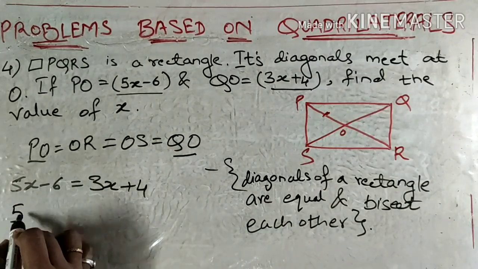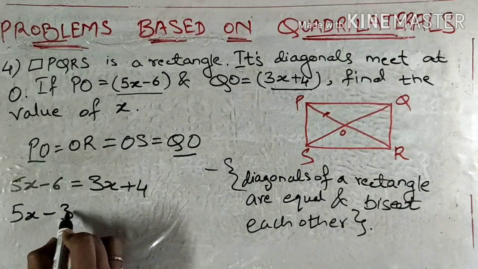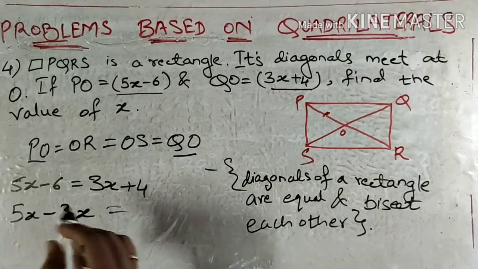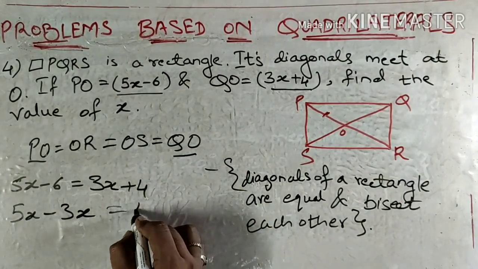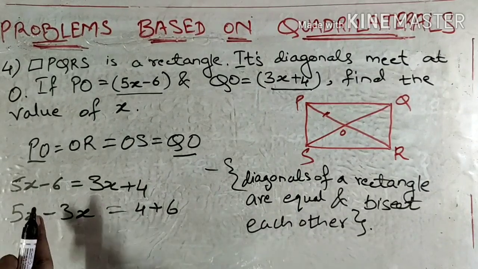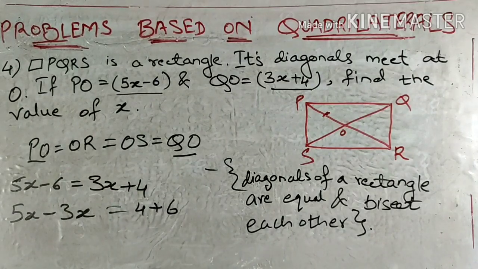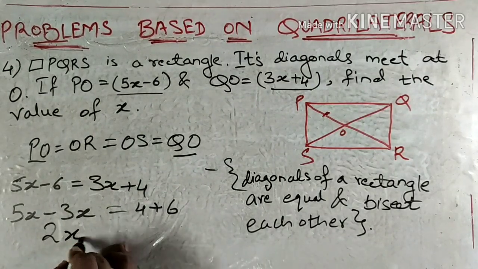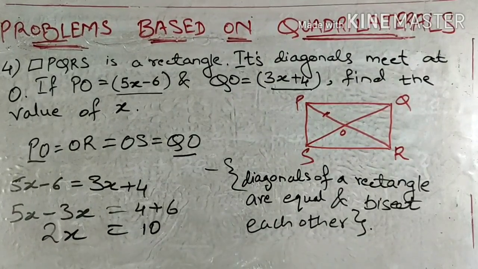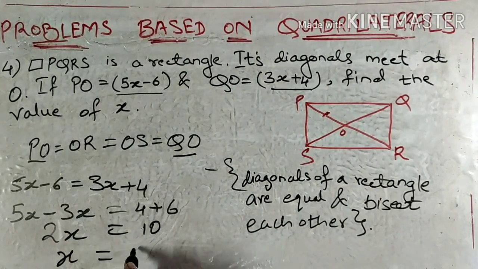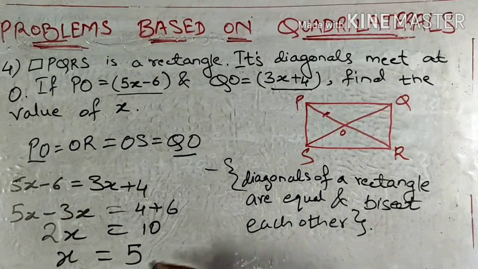3x and 5x, they both come on the same side. The known constants go on the same side. Minus 6 goes over there and becomes plus 6, minus 3x comes over here and becomes minus 3x. So 2x is equal to 10. Therefore x is equal to 5. You may call it as units also, because we don't know what unit we are using in the question. So x is equal to 5 units. I hope this is clear.